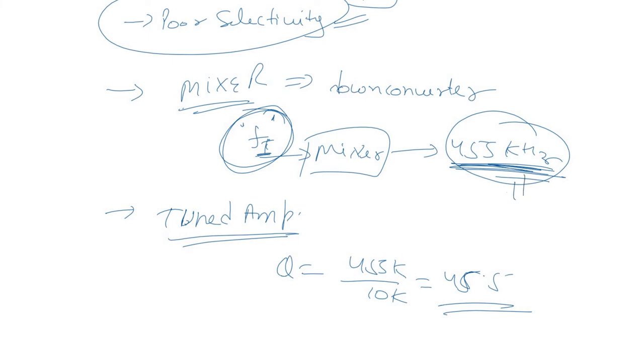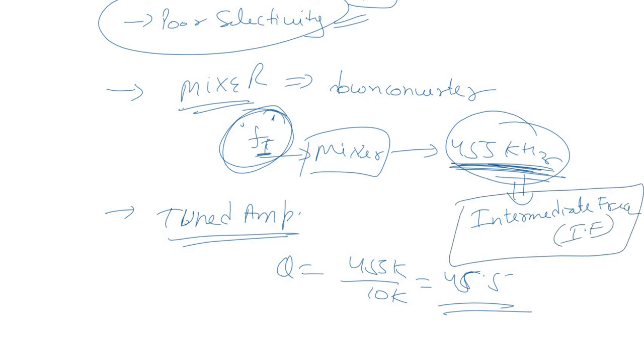Okay, and this frequency, 455 kilohertz, is known as intermediate frequency, IF, which is obtained by FL minus FS. FL is the frequency of the local oscillator, and FS is the input signal frequency. Okay, so the concept is very simple.